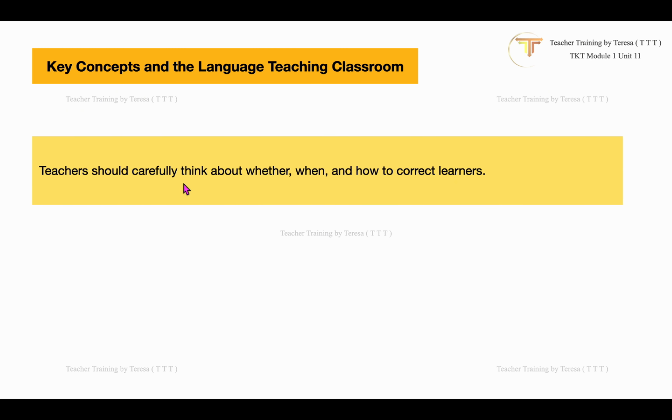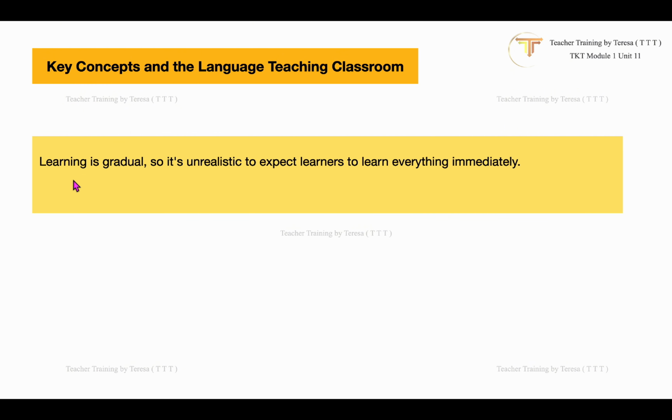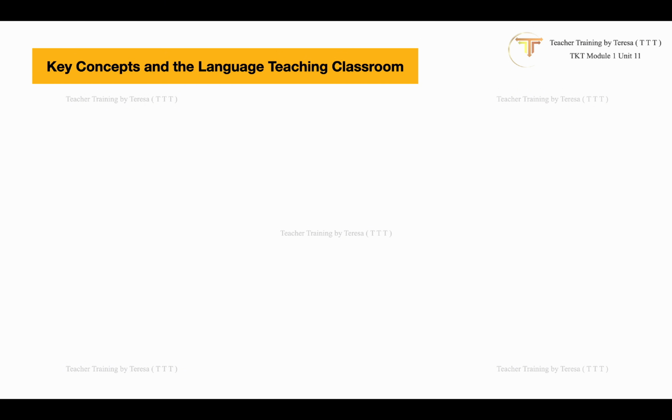Teachers should carefully think about whether, when, and how to correct learners. Learning is gradual, so it's unrealistic to expect learners to learn everything immediately. Errors are a natural part of the learning process.